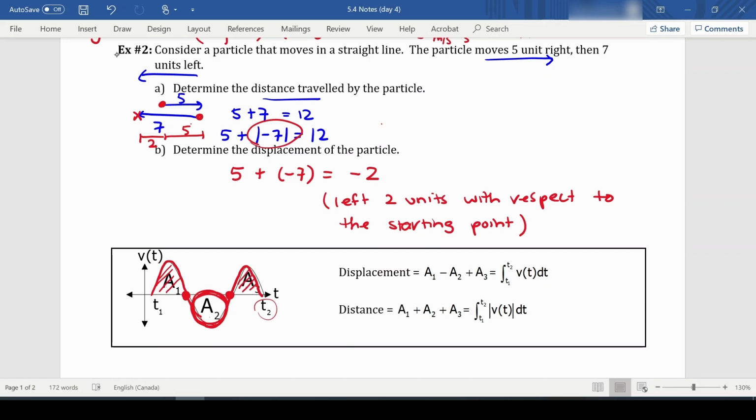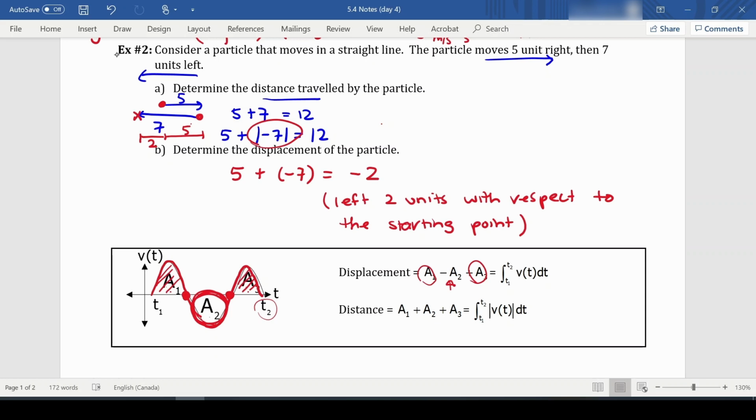Displacement, you're looking at where are you with respect to your original point. So in this case, we would have A1 and A3 would be positive distances moving to the right of our original point, but A2 is a negative distance moving to the left of our original point, which is why we have positive A1 and A3 and negative A2. This is specific to this picture.